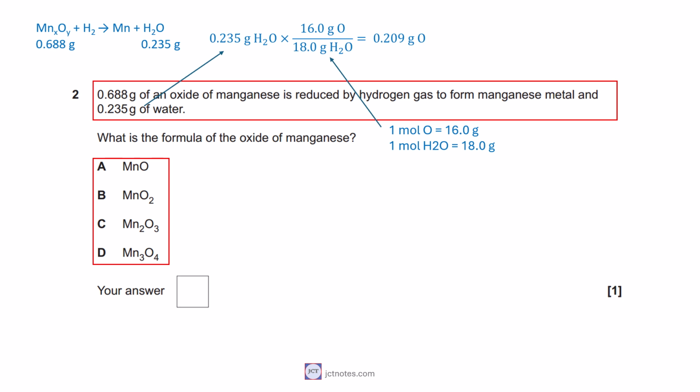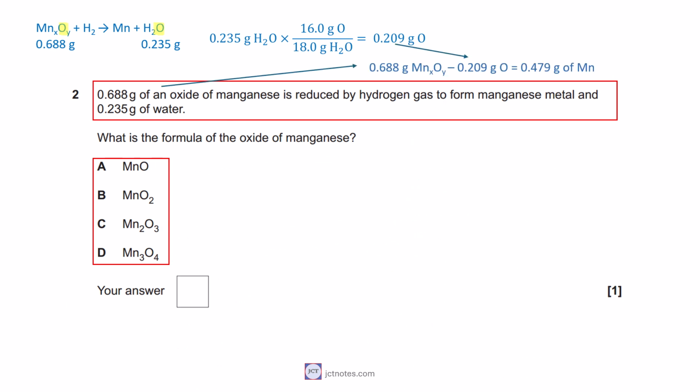0.235 grams of water has 0.209 grams of atomic oxygen. All the oxygen is provided by the oxide of manganese. We can calculate that the mass of manganese metal in the sample is the difference between the mass of the oxide and the oxygen from the water, giving 0.479 grams of manganese. The oxide formula can be determined using the same approach as calculating empirical formulas. In the description of this video, I have included a link with additional details on how to perform this calculation.